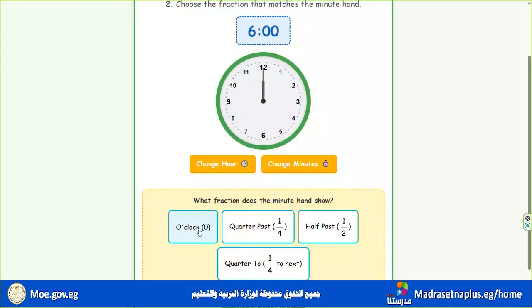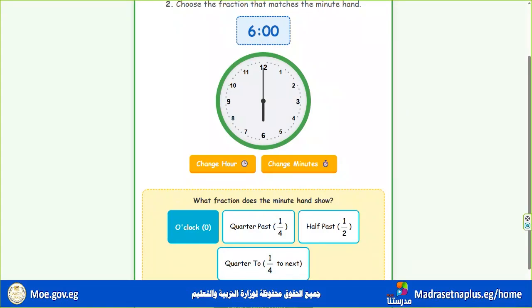Let's change our hands only. Sorry, I passed it. You'll see, it's 6 o'clock. 6 o'clock means we get two halves, one on the right and the other on the left.